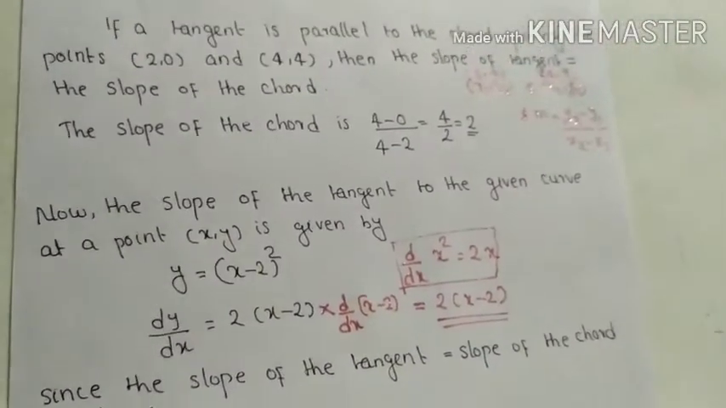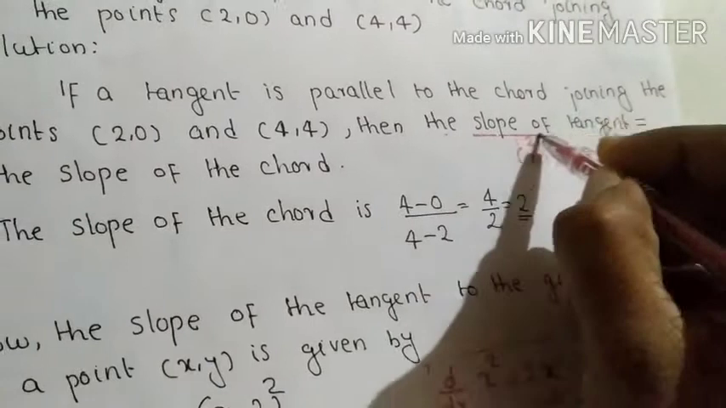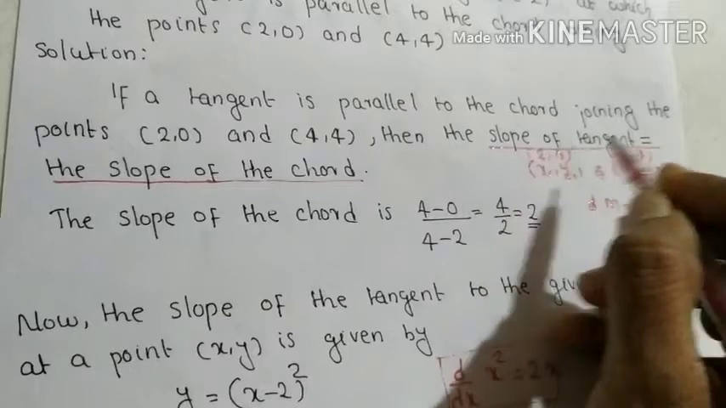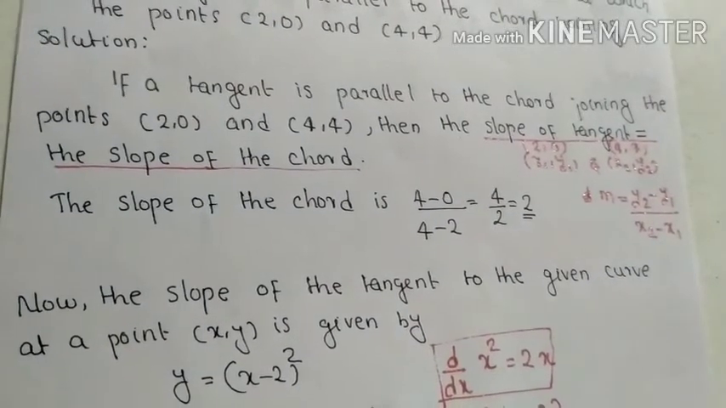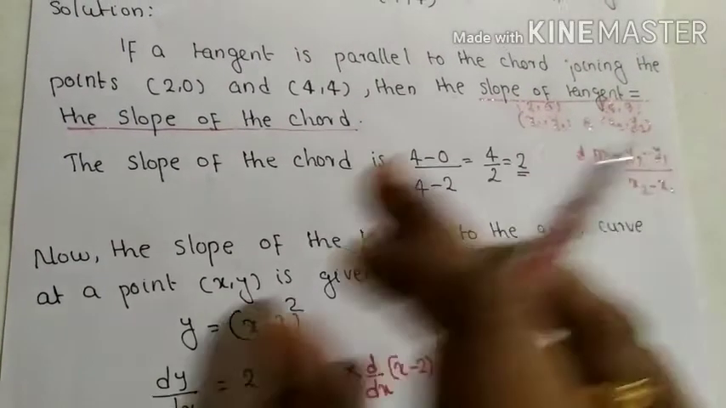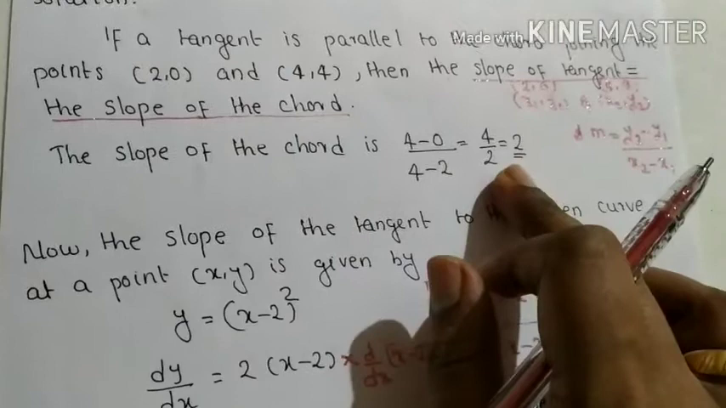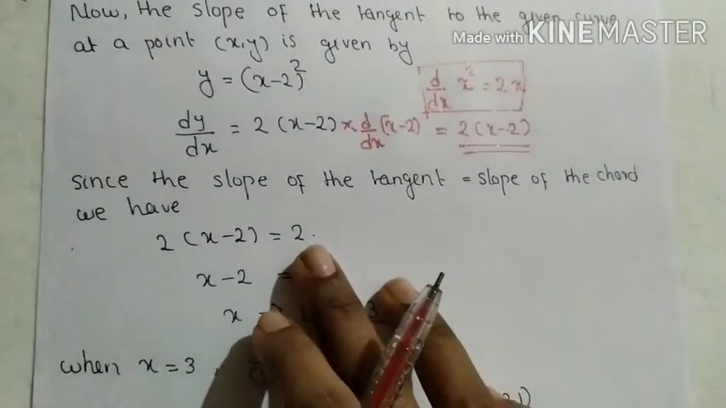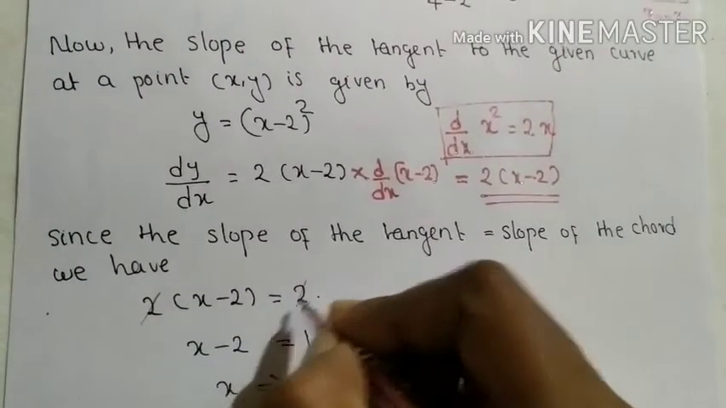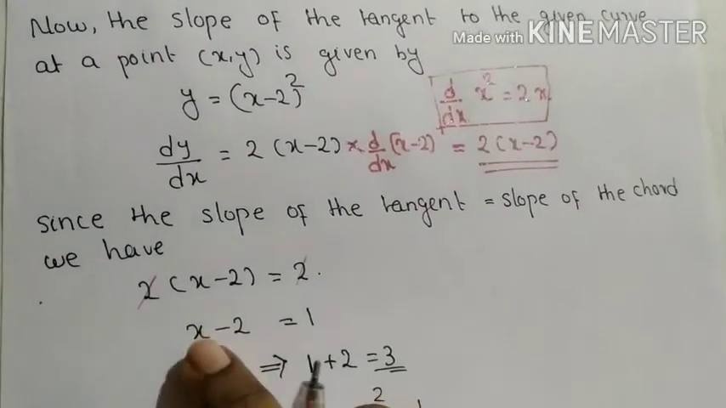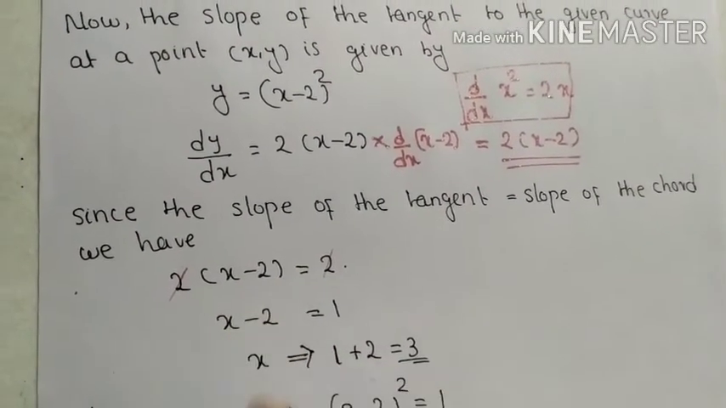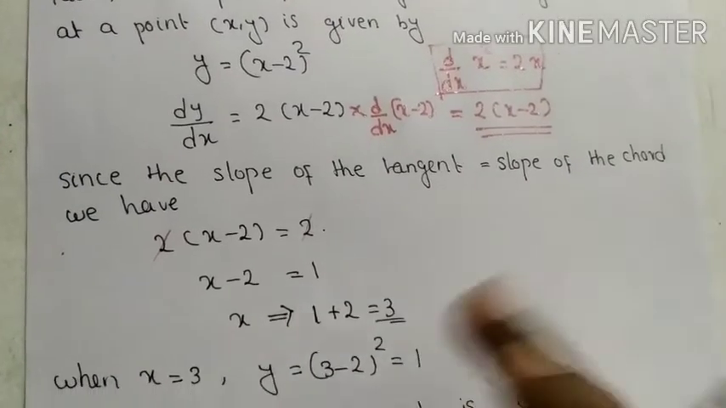Next I am going to equate the slope of the tangent to the slope of the chord. The slope of the tangent is 2 into (x minus 2), equal to the slope of the chord, which is 2. So we get 2 into (x minus 2) equal to 2. Cancelling 2 on both sides, we get x minus 2 equal to 1. From this, x equal to 3.